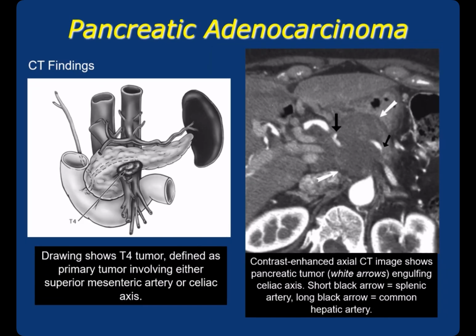Here is an example of pancreatic adenocarcinoma invading the celiac axis. This is the celiac axis, and also the splenic artery and the common hepatic artery. And this tumor cannot be resected by surgery because it has invaded the celiac axis.